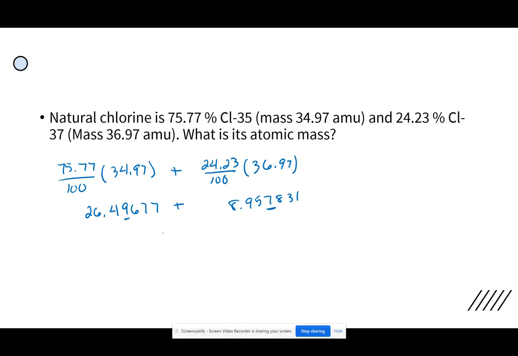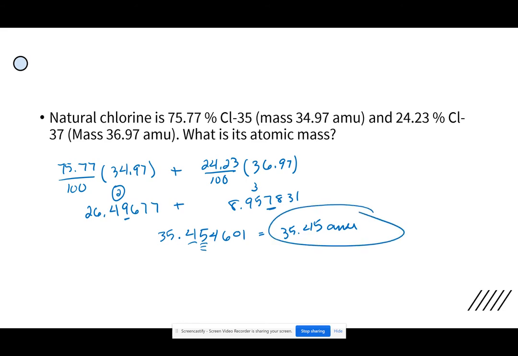So now I will add those together. I will get 35.454601. And since I added, now the rule changes to decimal places as opposed to total significant figures. So in my first isotope, 2 decimal places. In my other one, 3 decimal places. We always go with the fewest. So I'm going to round this to the second decimal place there. So 35.45. And then again, unit is atomic mass unit. Okay, and that's what you do for all of them. Like I said, if there's more isotopes, you do the exact same thing again.